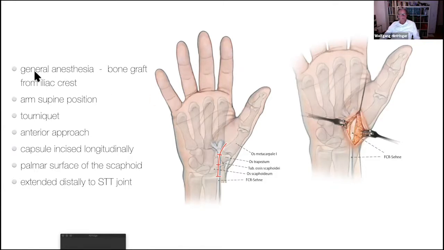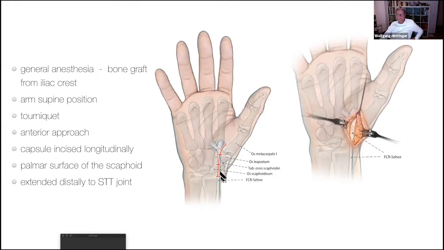We do this operation normally in general anesthesia because you have to harvest a bone graft from the iliac crest. And the arm is in supine position, tourniquet, anterior approach, that means volar approach. The capsule is incised longitudinally. Well, capsule is the wrong word. You have to go along the flexor carpi radialis, and Ender always said, go in on the radial side of the flexor carpi radialis till to the bone.